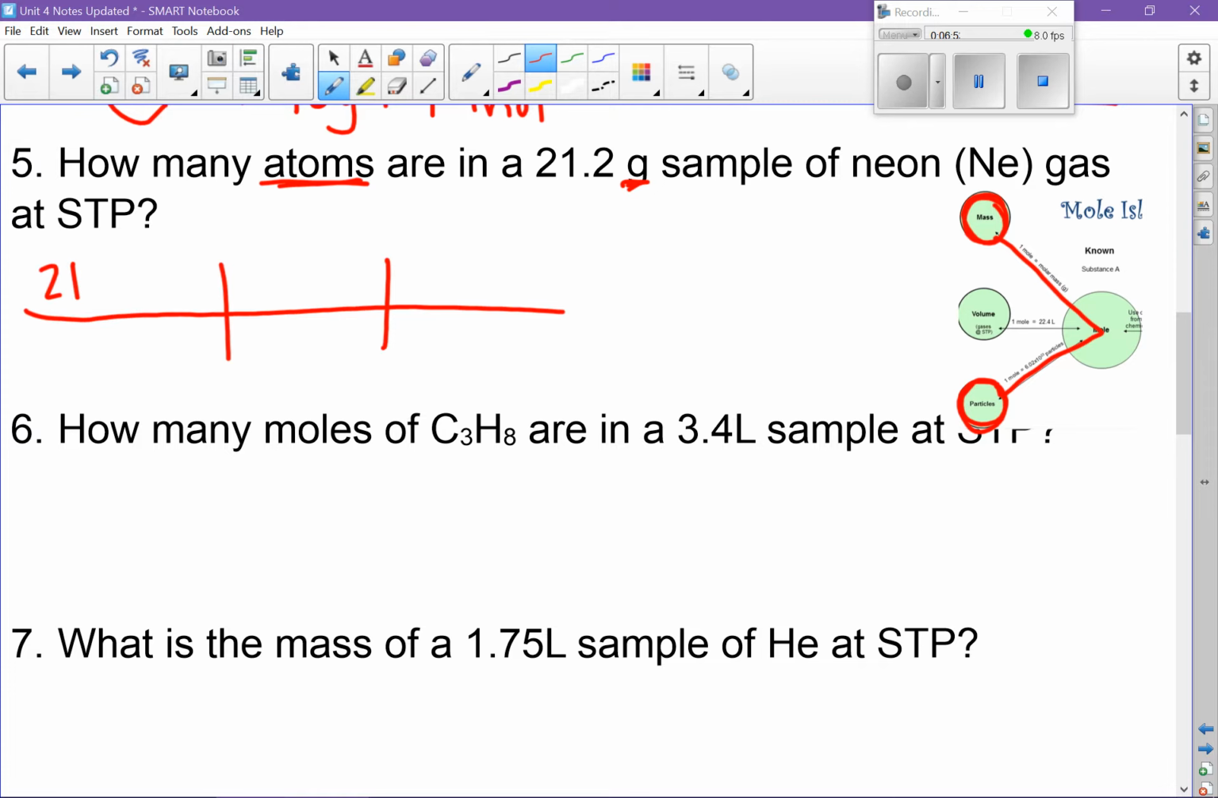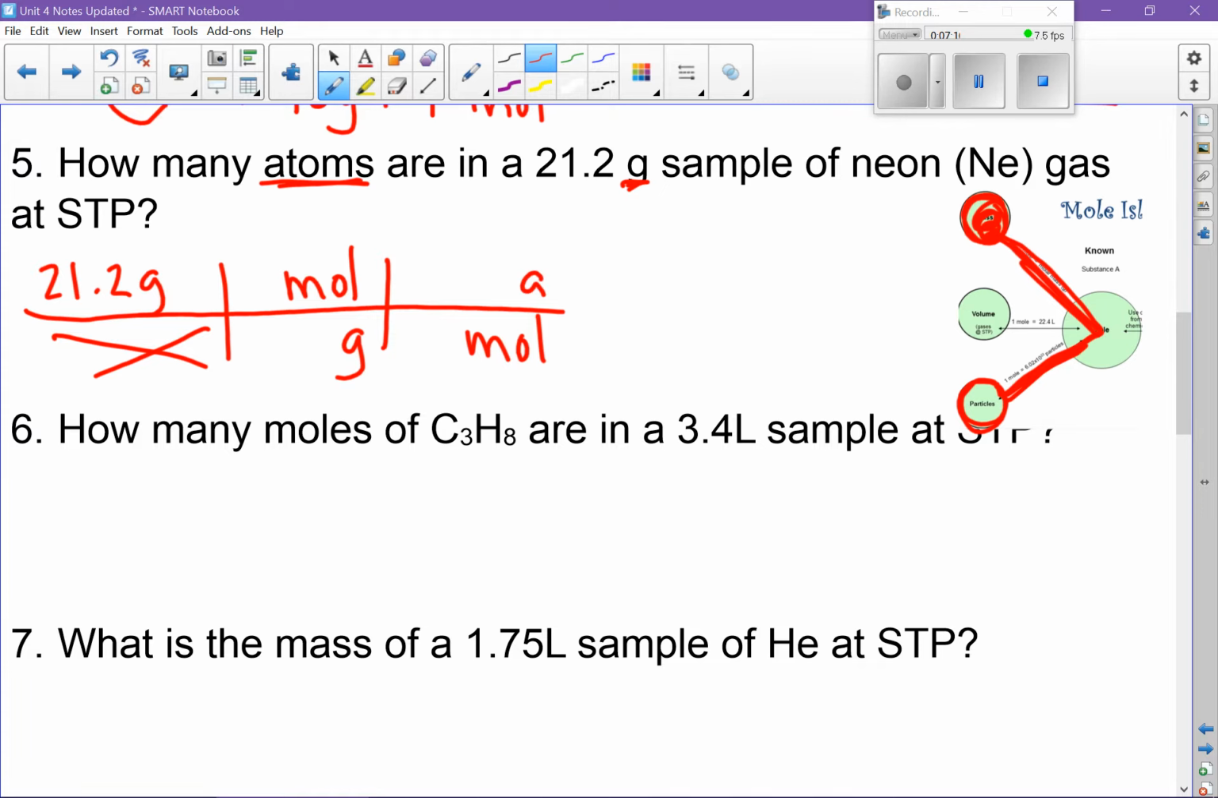Start with the 21.2 grams from the question. Grams is up, so it's going to go down. Now from that mass gram island, the only place I can go to is moles, so that's the next thing that goes in your fence. But now it's up, so then I'm going to move it down. From moles, I want to go down to particles, and the particle that I care about is atoms. That was straight from the question.